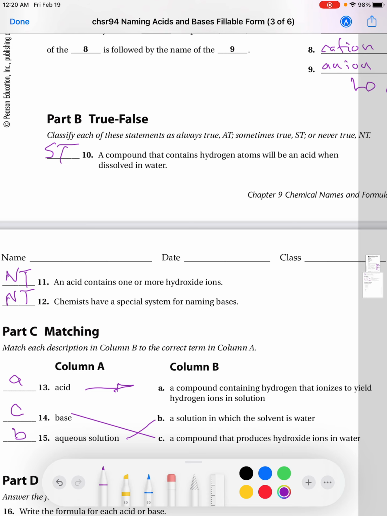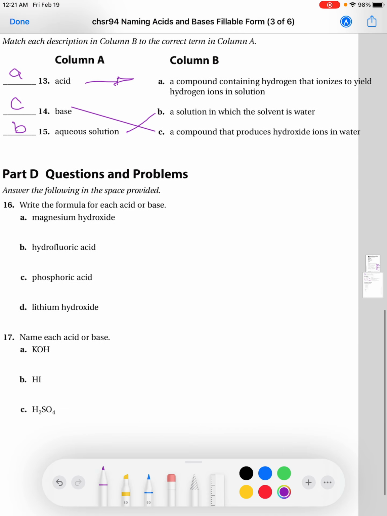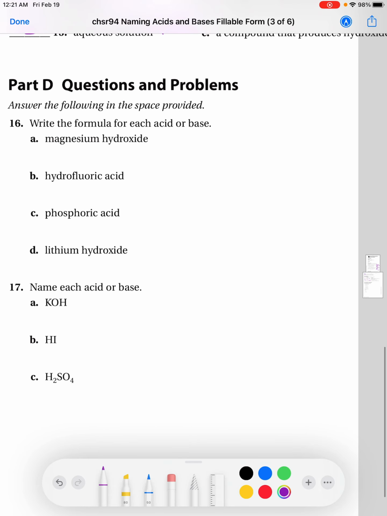And we're almost done. We'll get to the most complex part, which is naming: given the formula, writing the name, and given the name, writing the formula. So magnesium hydroxide, I need magnesium. It's a group 2 metal, so it's +2. The hydroxide ion is -1, so I'm going to need 2 of these, Mg(OH)2. When you buy it in solution at Walmart, it's called milk of magnesia.